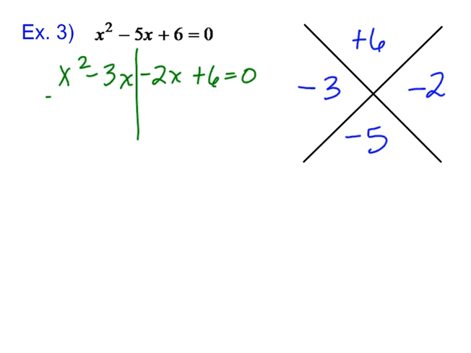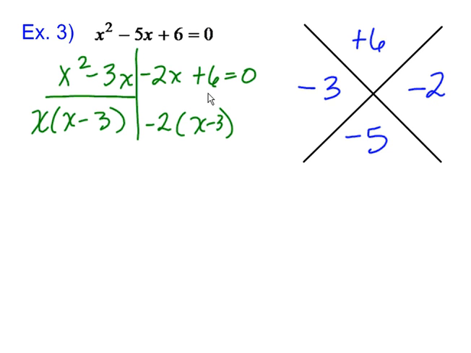Cut it in half and see what's going on. Greatest common factor of x, leaving behind x minus 3. We'd write x minus 3 on the other side. And again, we would multiply this binomial times negative 2 to get negative 2x plus 6. Set it all equal to 0. The greatest common factor again is x minus 3, leaving behind x minus 2.